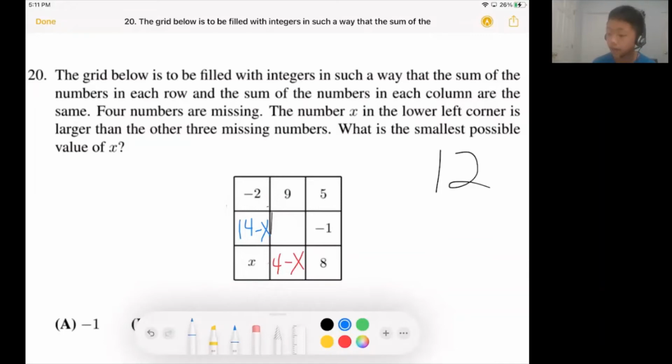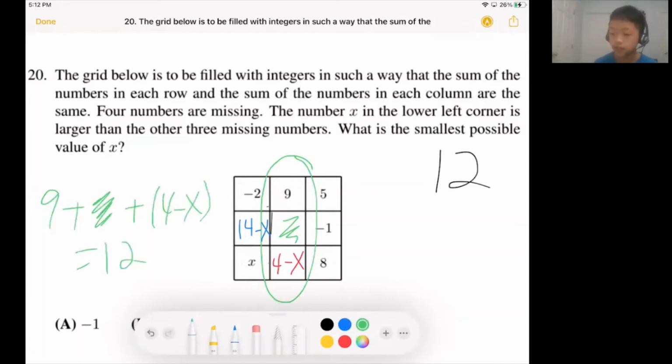And if you take a look at this middle column, it has 9, this blank square, and 4 minus x. So 9 plus the blank square plus 4 minus x, we also need that to be 12. If you solve that equation, you get that the blank square is equal to x minus 1. So this square here is x minus 1.